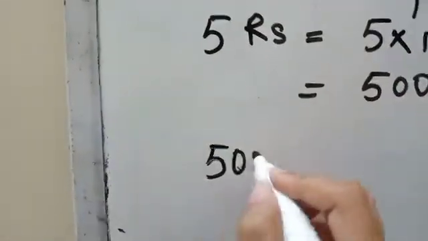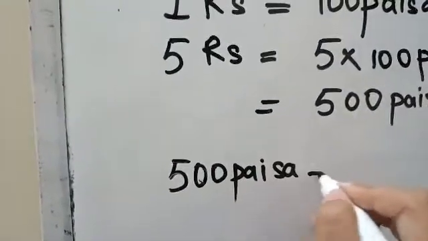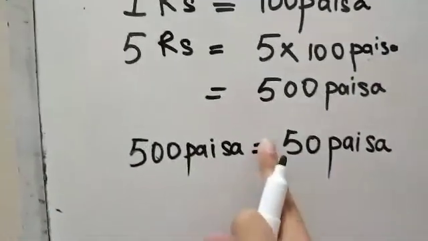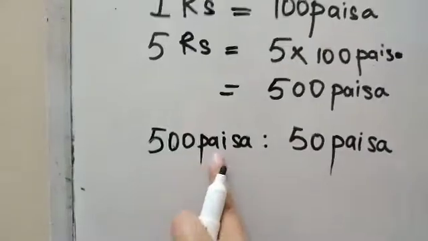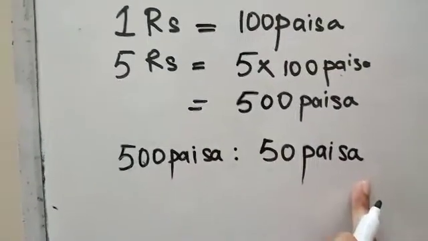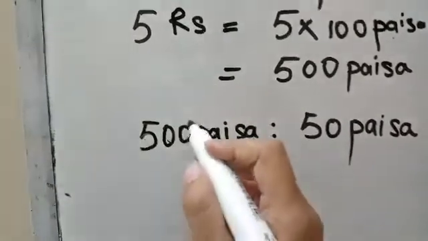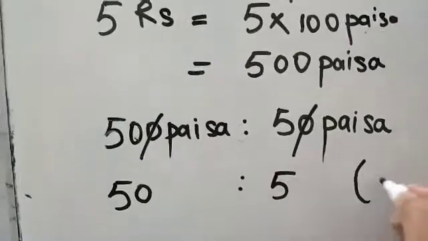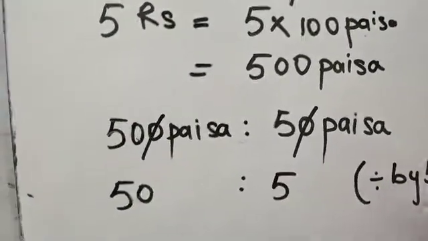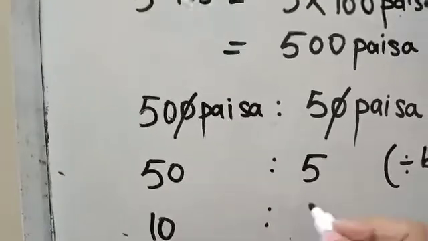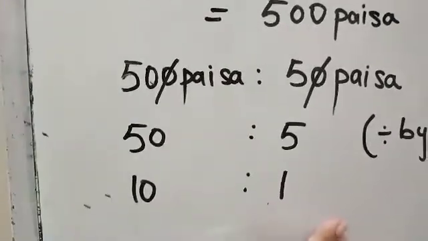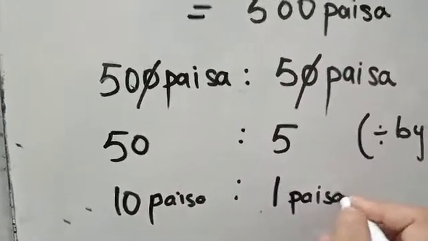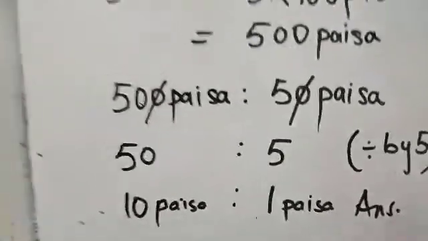So 50 paisa is to 500 paisa. Now both the units are similar. It means I can simply simplify it. 0 cancels from 0. 5 is left over here, 50 is left over here. Now I will solve it, divide by 5. 5 ones are 5, 5 tens are 50. Now I cannot simplify it further, it means this is my answer. I will write the unit over here and this is my answer.